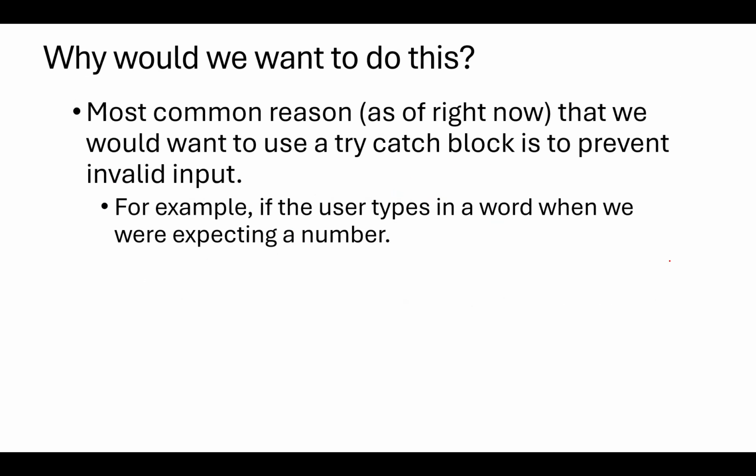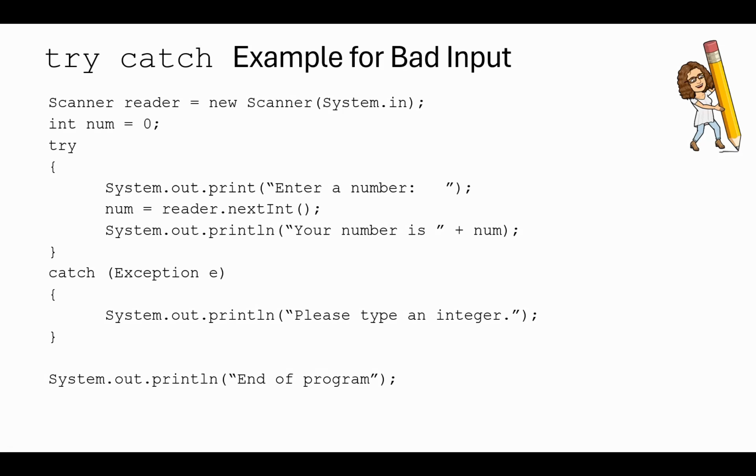Why would you want to do this? Well, the most common reason as of right now is that we want to prevent the user from typing in invalid input. For example, the user typing in a word when we're expecting a number. So this allows us to clean our input, for lack of a better word. Okay, so let's take a look at an example of try catch used for bad input. So first thing, I made myself my scanner.